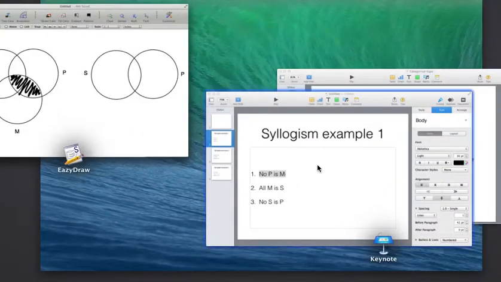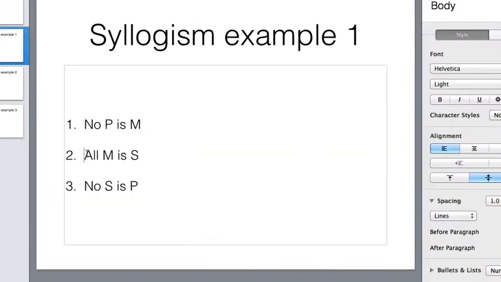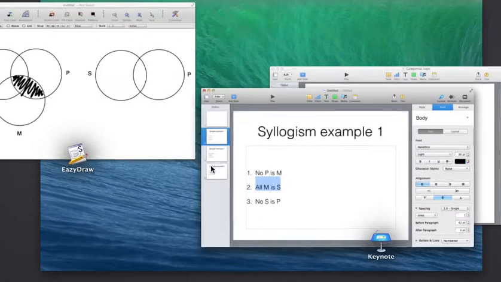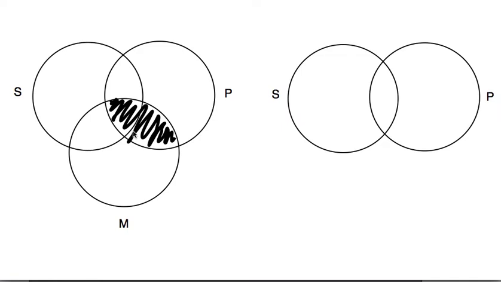What's our second statement? Our second statement of the syllogism is all M is S, or all M are S. Anything that is an M is an S. So that means that there are no M's outside of the S category. All M is S, right? So anything that is an M is thereby an S.